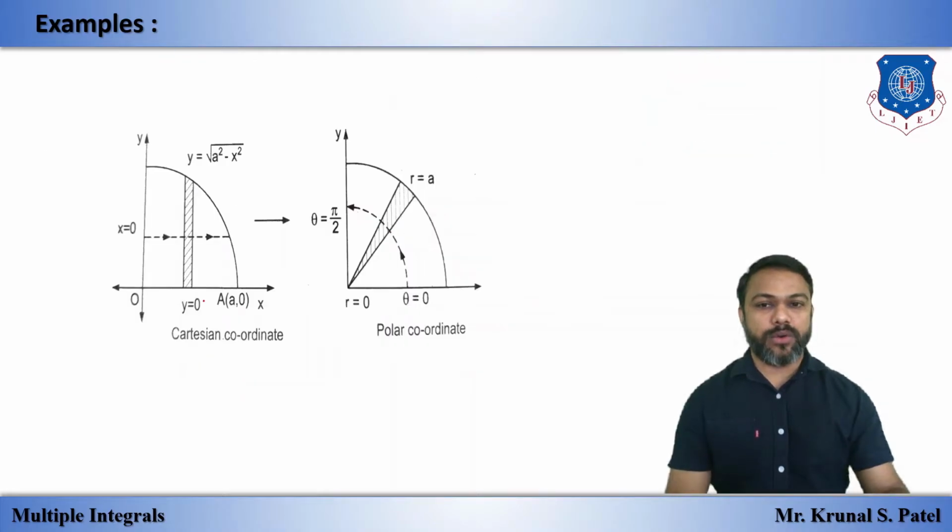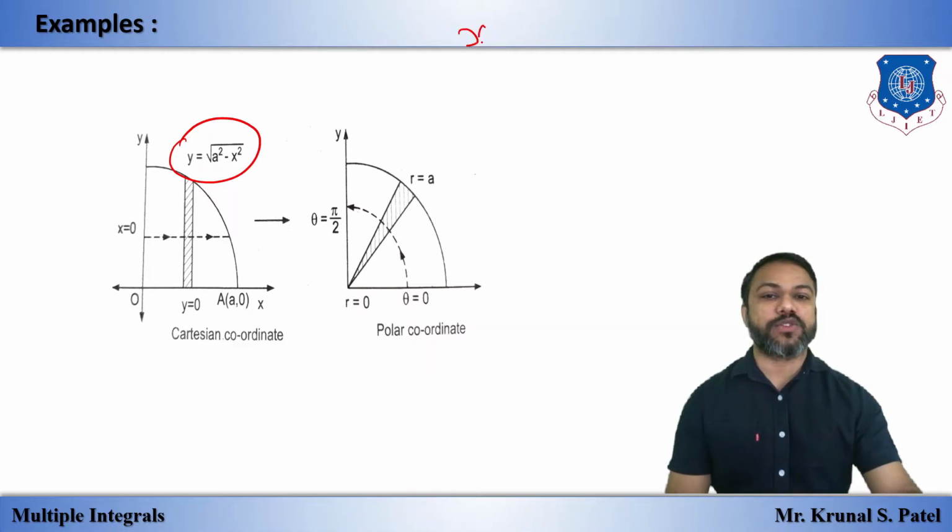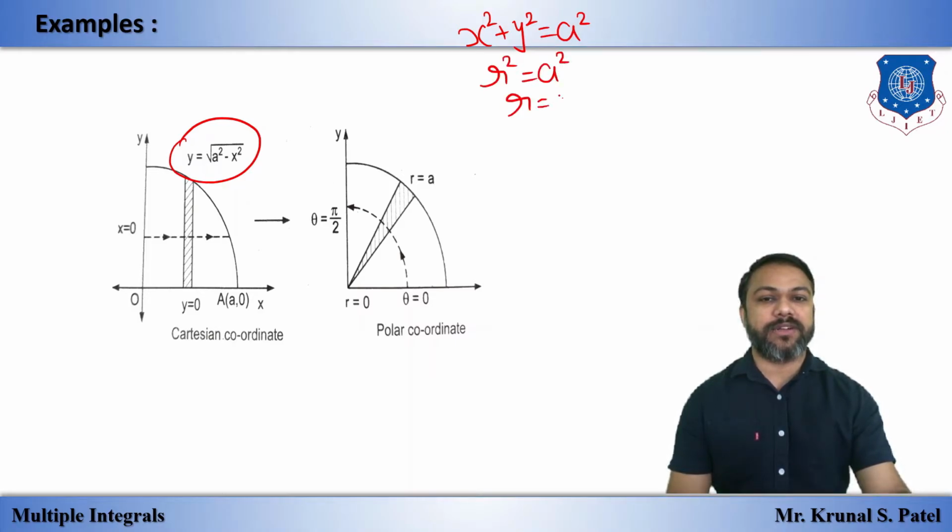So we can draw according to this, and converting x square plus y square equal to a square by r square equal to a square, so r is equal to a. This is the radius.